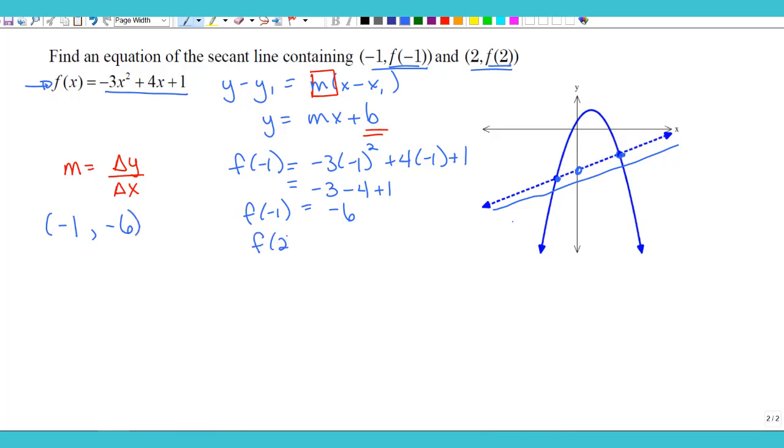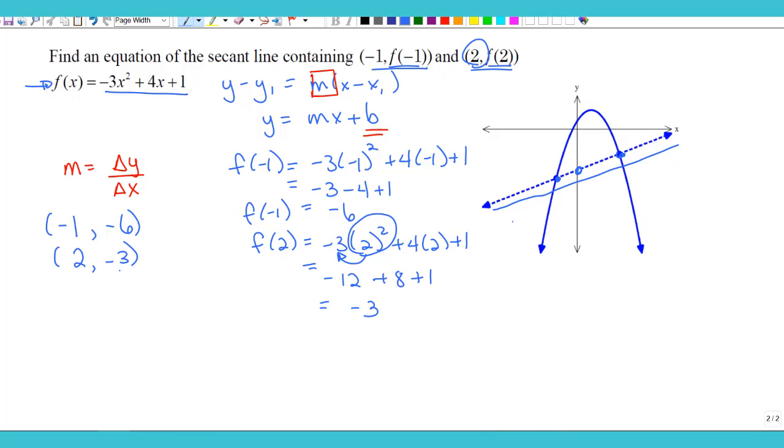The next thing we need to do is evaluate the function at 2. So we have negative 3 times 2 squared plus 4 times 2 plus 1. Remember, order of operations. We need to square that and then multiply. So we have negative 12 plus 8 plus 1, which is negative 3. So my other point is 2, negative 3.